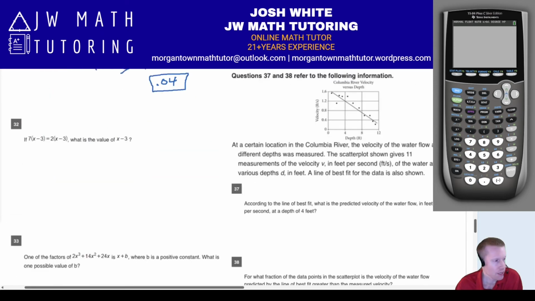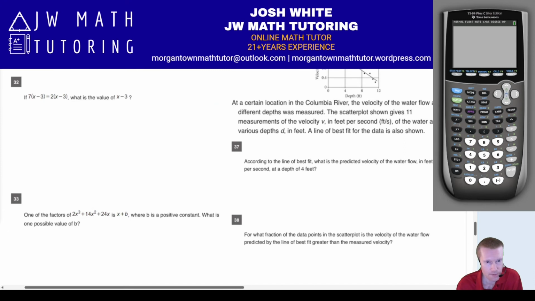Next gridding question, we have number 32. For this one, the easiest way is just to solve this equation. So we've got 7x minus 21 equals 2x minus 6, and then subtract 2x on both sides and add 21 to both sides. So we get 5x equals 15. Divide by 5 on both sides, x equals 3.